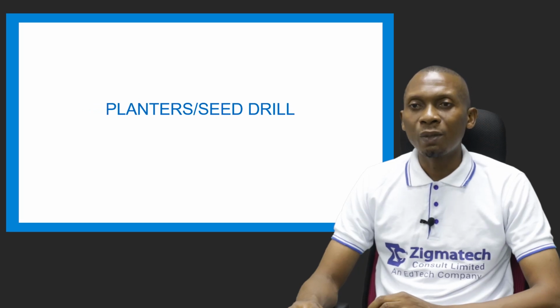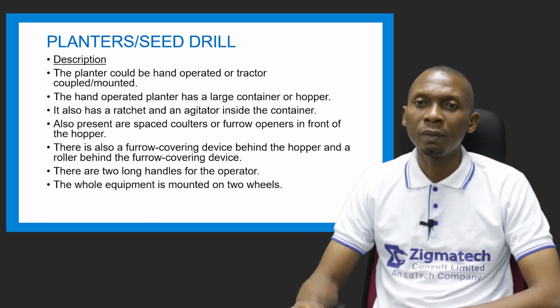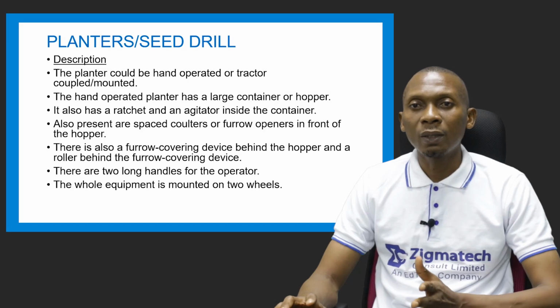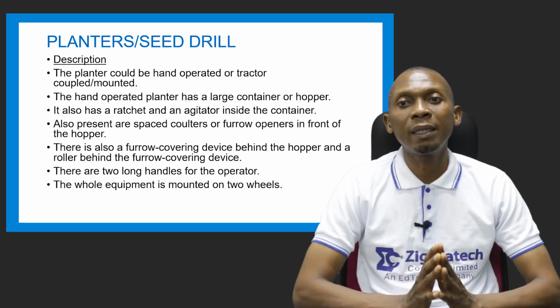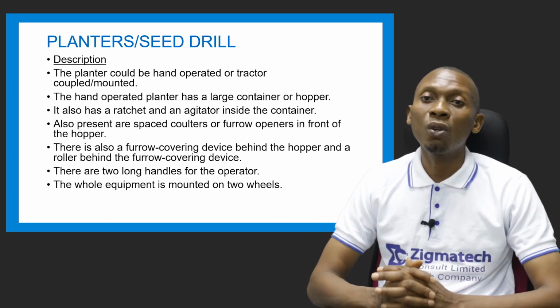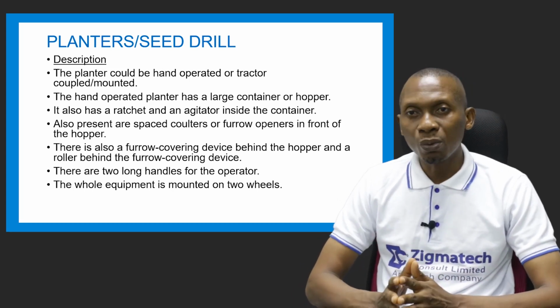Let's take a look at some other simple farm machines. We have the planters, which are also called the seed drill. Let's understand how the seed drill or the planter looks. It could be hand operated, or it could also be tractor coupled or mounted.